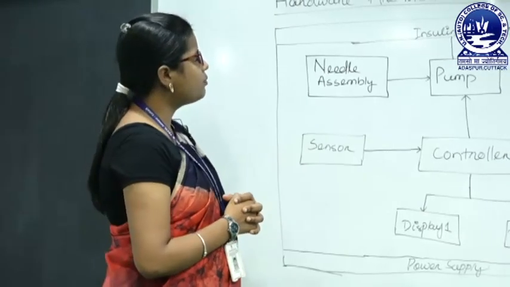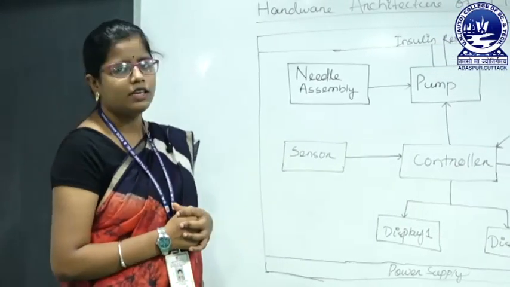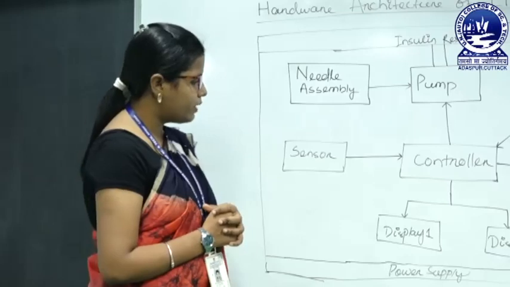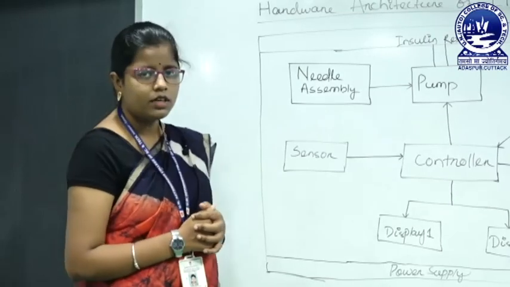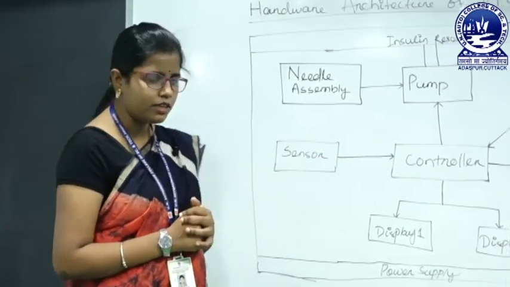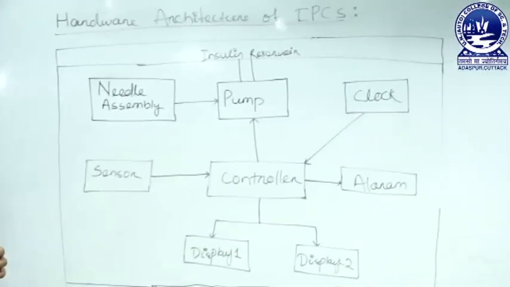As we mentioned, the insulin pump control system is an embedded control system. So there should be some hardware and there should be software, and that software is responsible for the working of those hardware parts. So let us see the hardware architecture of the insulin pump control system. This is our basic hardware architecture. We have some hardware and we have a software, that is our controller. Let us see how it works.